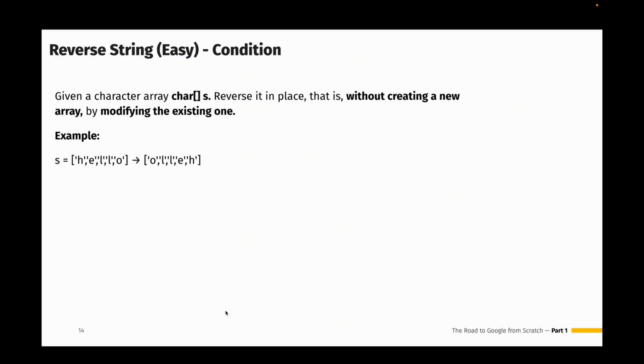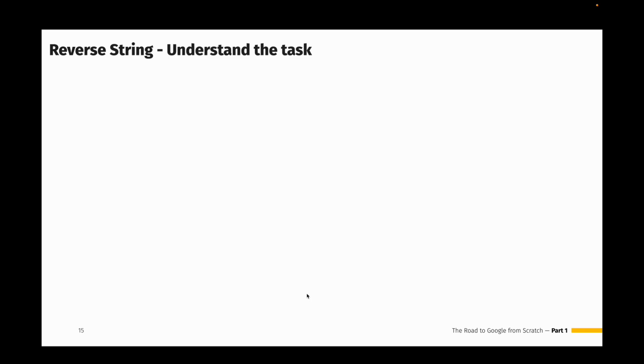So let's check the next exercise. Here we are given an array of characters, and our task is to reverse this array in place, which means that we don't need to create an additional array. Below we have an example where we have an array with characters hello, and we need to get olleh. So I think the task is simple, we just need to reverse the array.